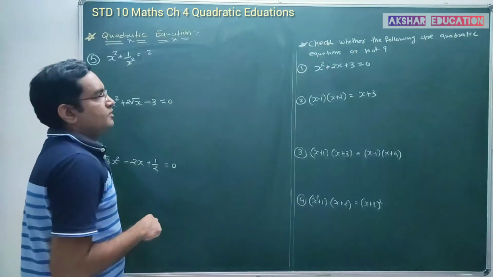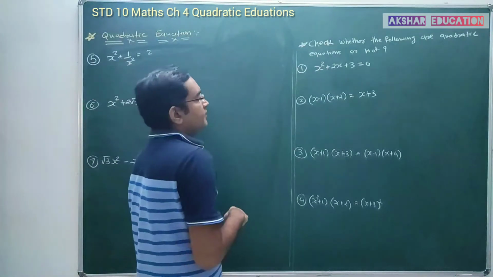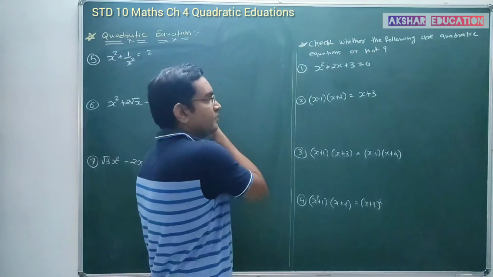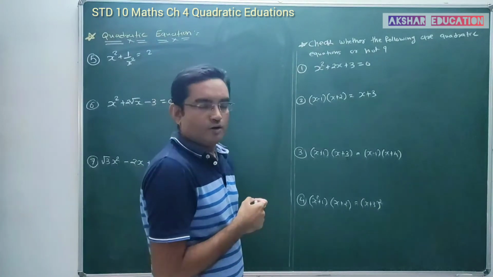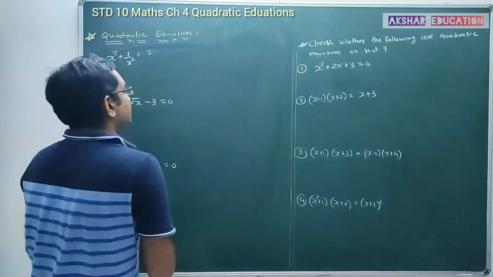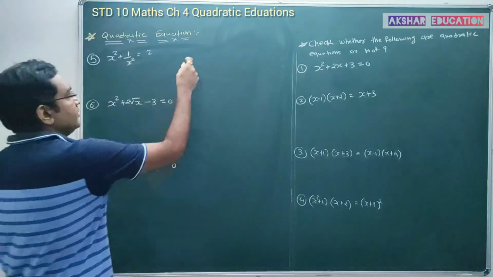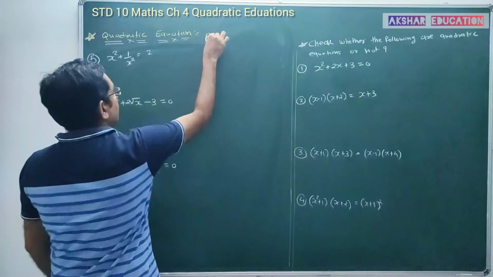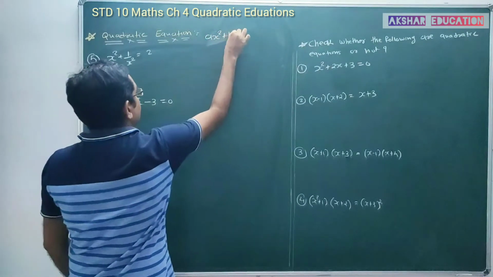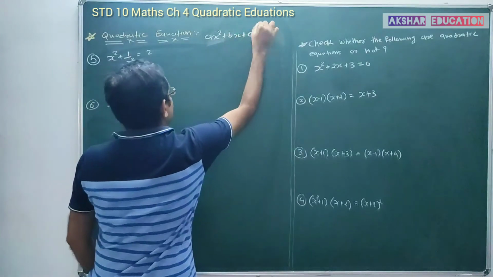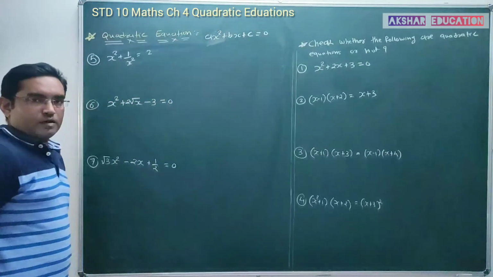Okay, now students, the first type of question in this chapter is: first you have to check whether the following equations are quadratic equations or not. We have studied that any quadratic equation will always be in the standard form of ax squared plus bx plus c equal to 0, where a, b, c are real numbers.